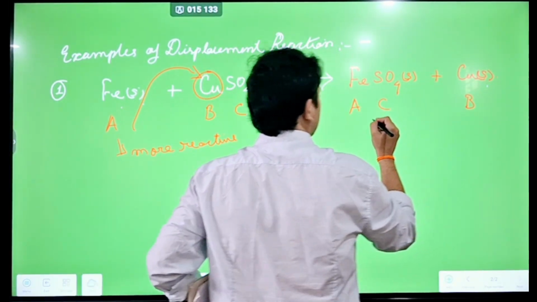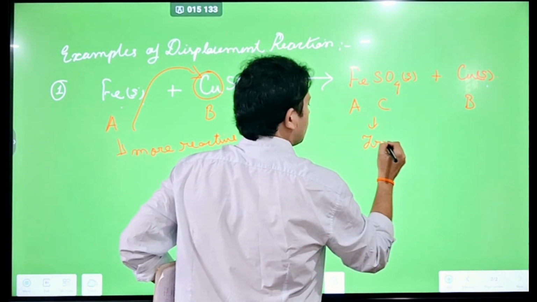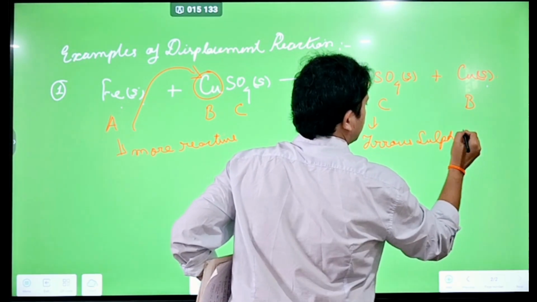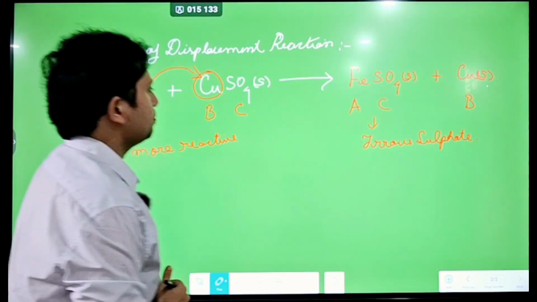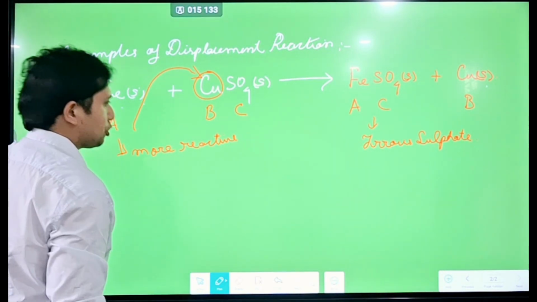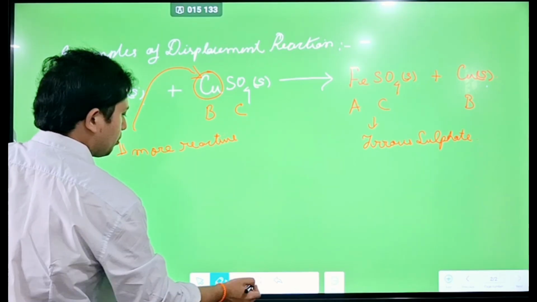The compound we call ferrous sulfate. Okay, that was the first example of a displacement reaction. Now let's move on to the next example.